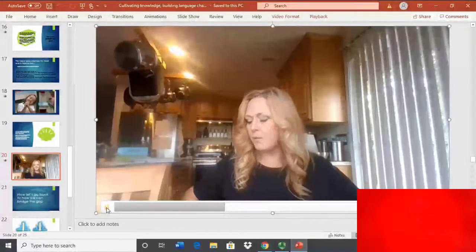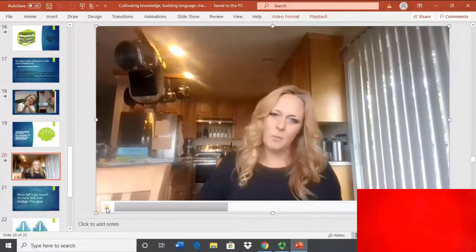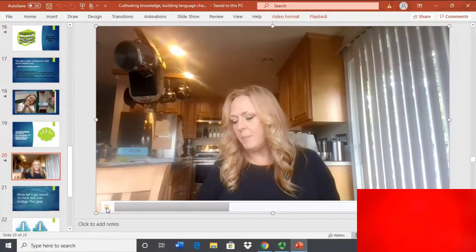Moppy has to keep getting wet. I don't know what's going on, but she likes to swim in the water, and I understand. She's a mermaid. So yes, Moppy.